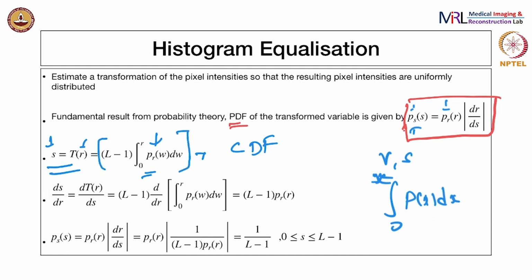This function is what makes your P(s) a uniform distribution. We can prove that. How do you know it's continuous and differentiable? You can prove that because you know our PDF. From here we can calculate ds by dr, from which we can calculate dr by ds. If you do a lot of algebra, we end up getting P_S(s) to be 1 over L minus 1.